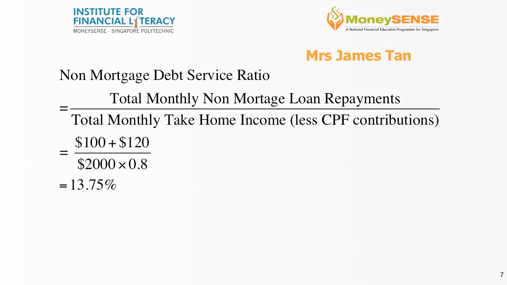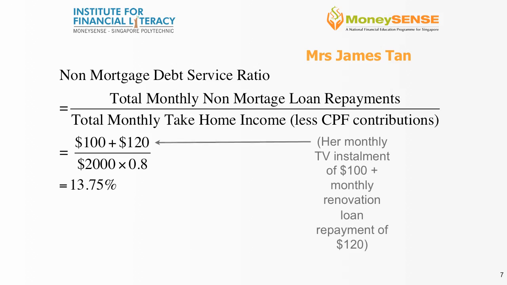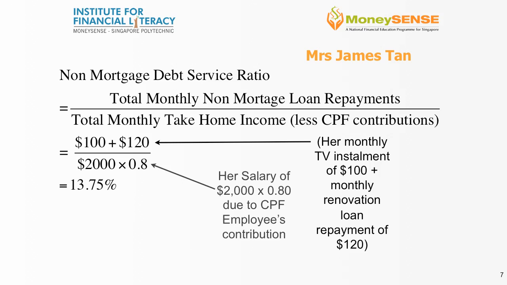Non-mortgage debt service ratio for Mrs. James Tan. Mrs. James Tan has a monthly TV installment of $100 plus a monthly renovation loan repayment of $120. Total non-mortgage debt is $220 every month. Her gross salary is $2,000. This amount is multiplied by 0.8 due to the 20% CPF contribution. Her monthly take-home income is $1,600. Overall, her non-mortgage debt service ratio stands at 13.75%.